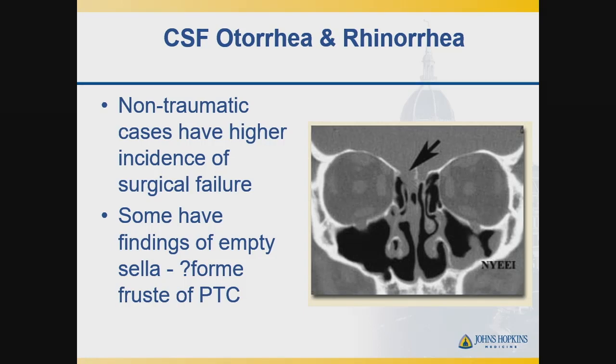They have findings suggestive of it, like a form fruste of pseudotumor, like empty sella on their imaging, but their pressures are going to be normal. They're not going to have papilledema as long as they are leaking. The moment you patch them and you repair them, their pressures go up and the repair fails and they come back to you, right? So how can you capture this?